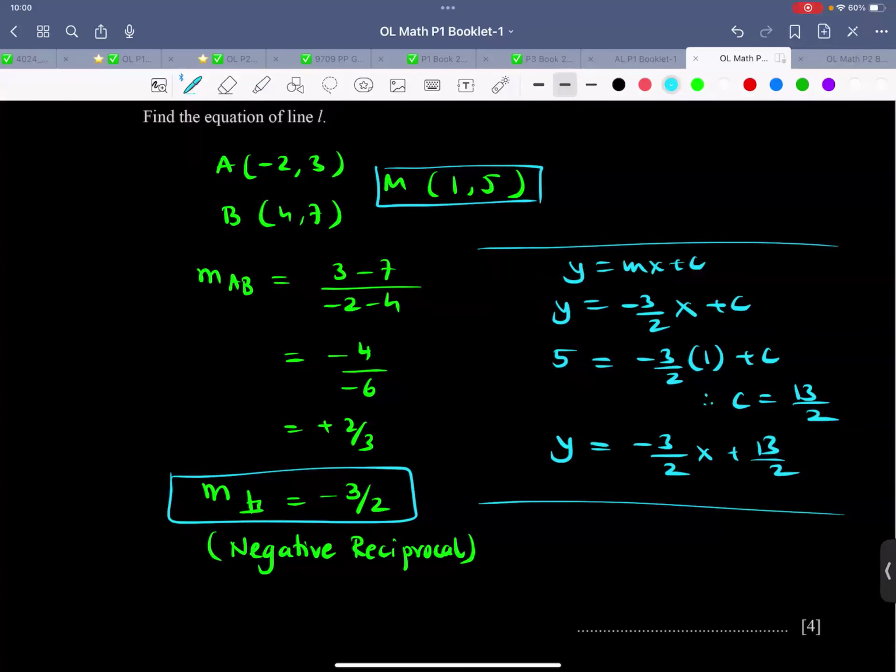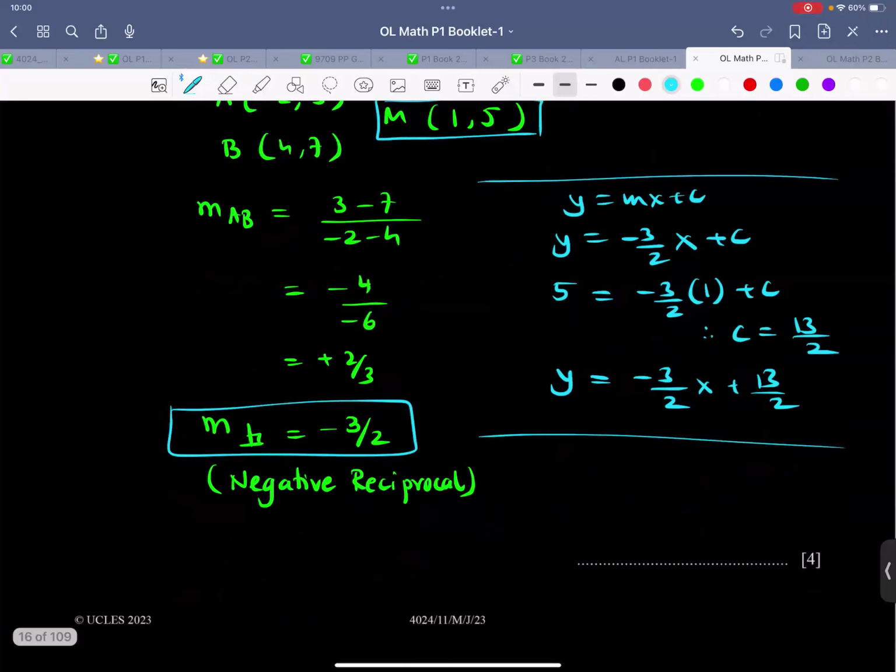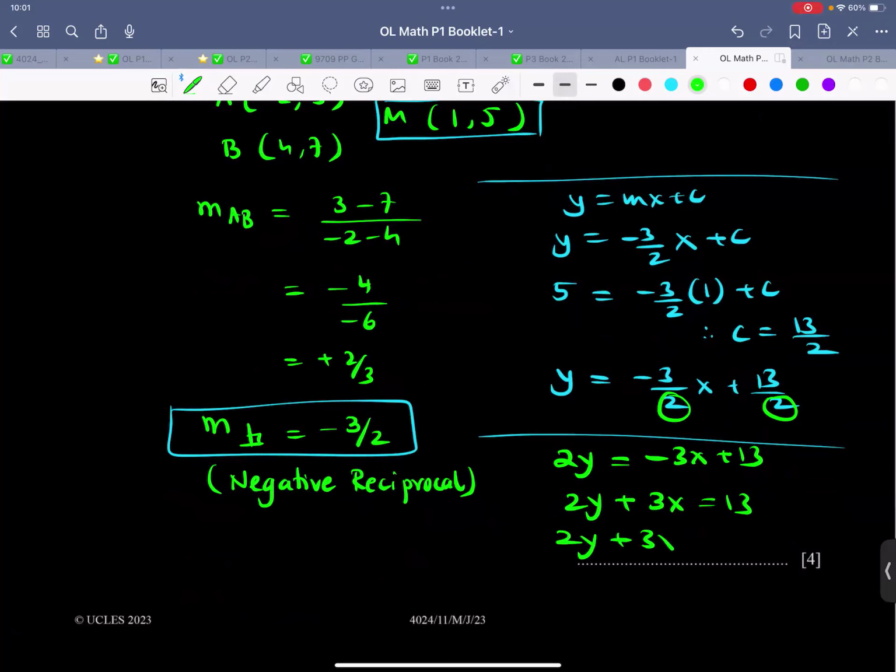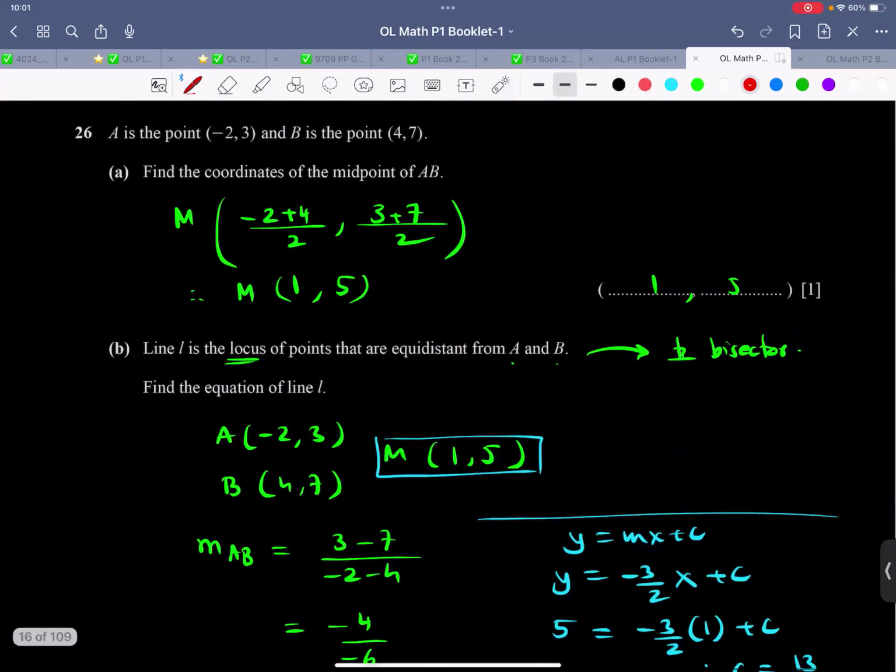You can leave the answer as it is or multiply throughout by 2. So therefore, 2y is equal to -3x plus 13. 2y plus 3x is equal to 13, or 2y plus 3x minus 13 equals to 0. This is perfect. All these formats are perfect. They have not specified anything as such.